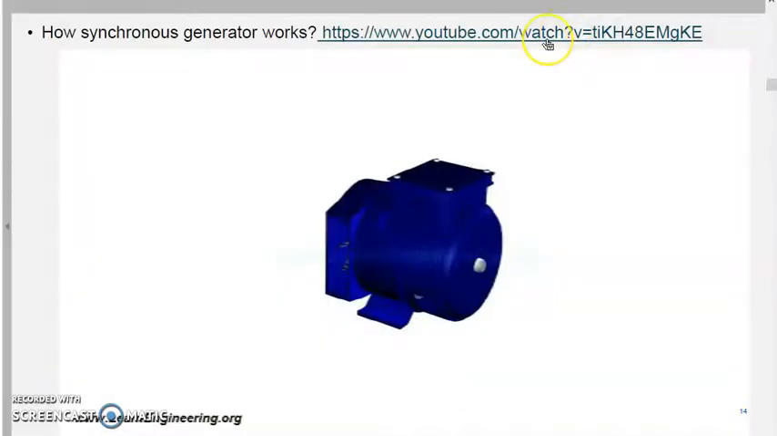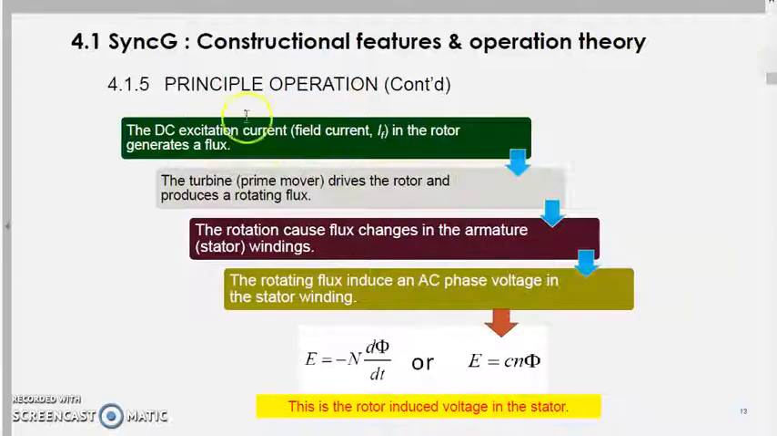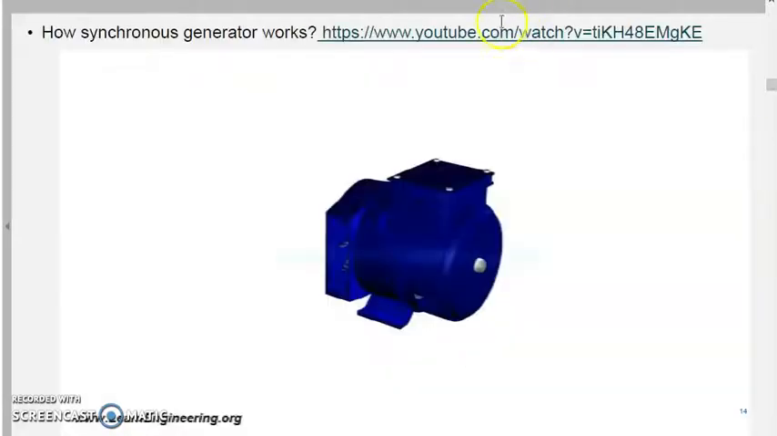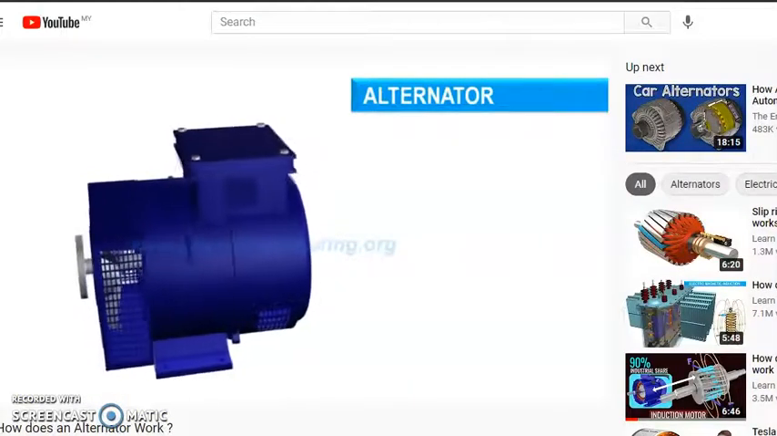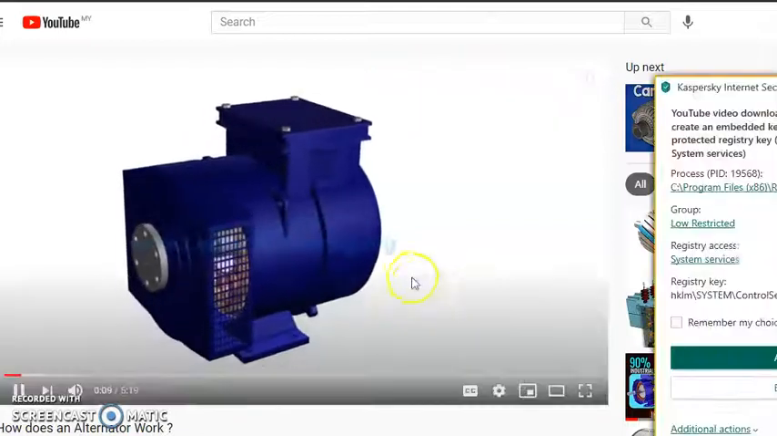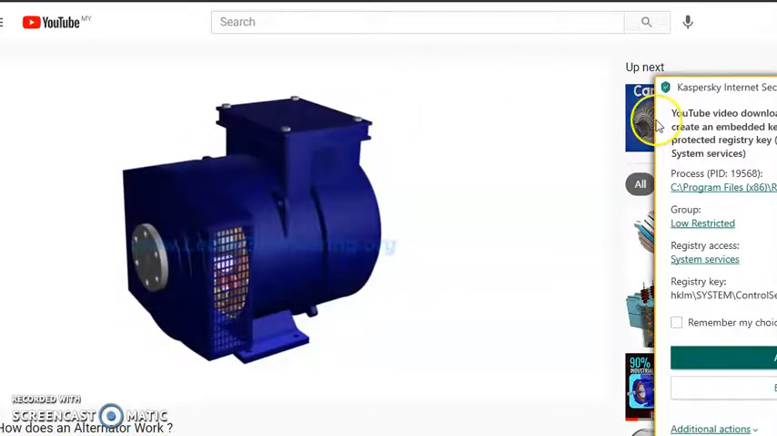So you can click the link here to see how a synchronous generator works, or to appreciate this sequence of operation or steps of how the synchronous generator works. So you take some time and watch it, and you come back to the slide. It is capable of generating AC power at a specified frequency. It is also called a synchronous generator.